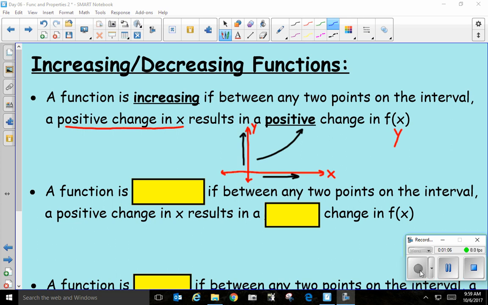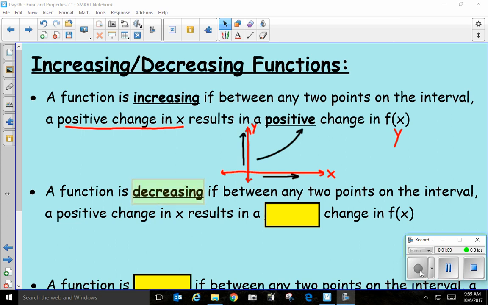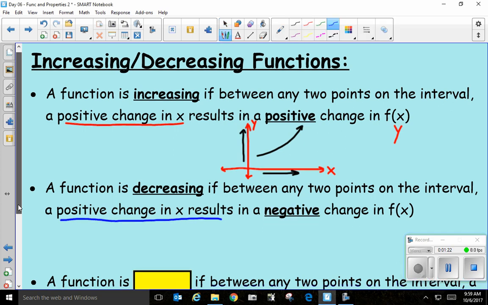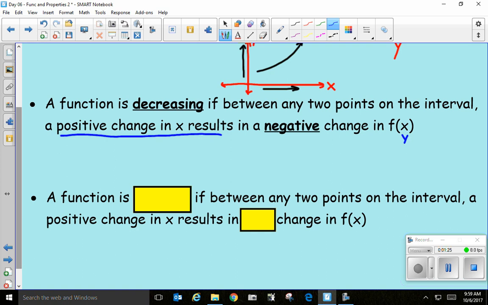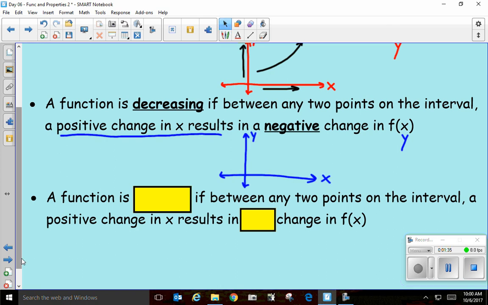Now, likewise, a function is decreasing if between any 2 points, a positive change in x, that means we're slowly going to the right on the graph, results in a negative change in f of x. And let's not forget, that's the same y. So in my graph here, here's my x and here's my y. As I move to the right on x, that positive change in x, I get a negative change in y. So as I move to the right, I'm kind of going down, all right? That is a decreasing function. It has negative slope, all right?